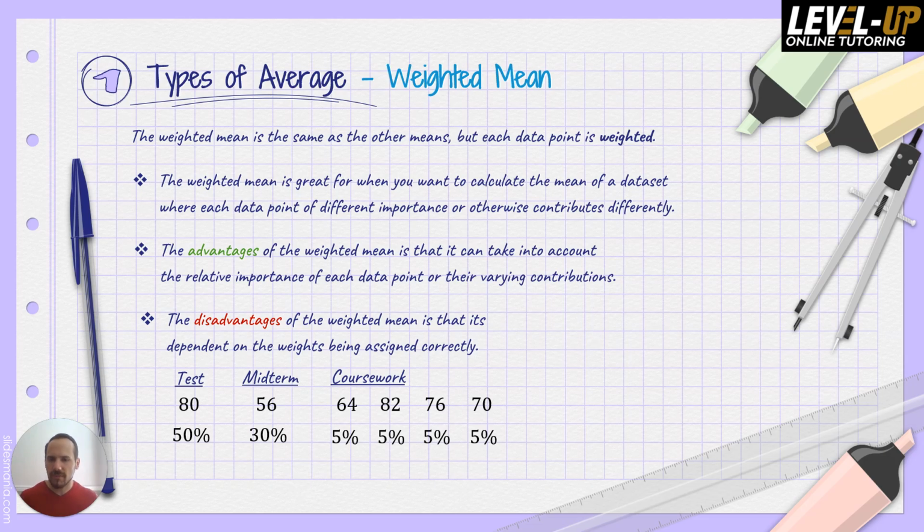How would we calculate the weighted average here? What we do is we take the weighting of each value. So we do 50% of the 80, which is 40. We do 30% of the 56, which is 16.8. And we take 5% of each of these values for the courseworks. And then we just add them all up, and that will get us our weighted average of 71.4. So we don't have to then take that 71.4 and divide by 6 or anything like that. We just add them up because we've already essentially accounted for that here.